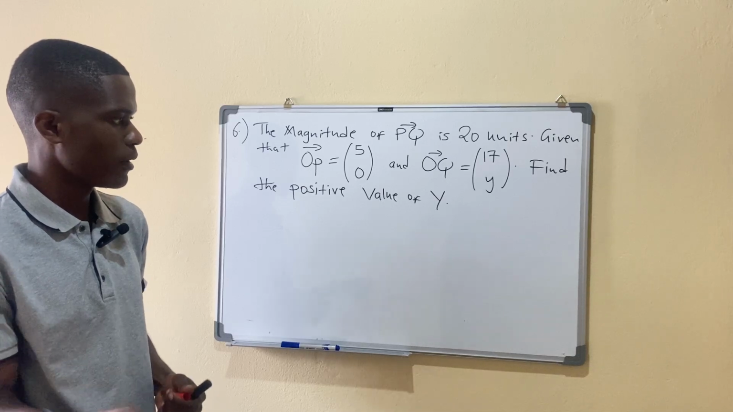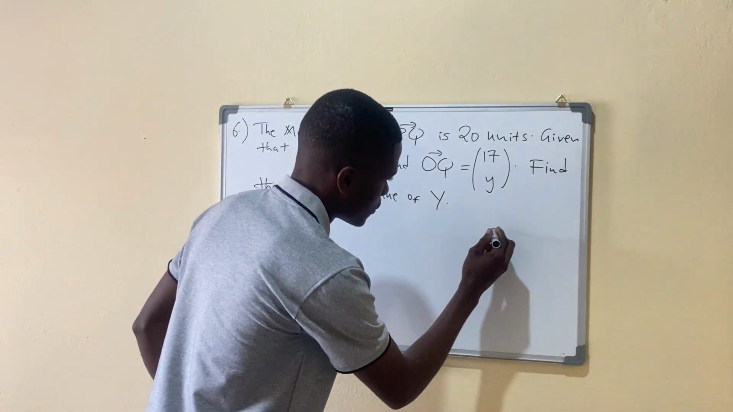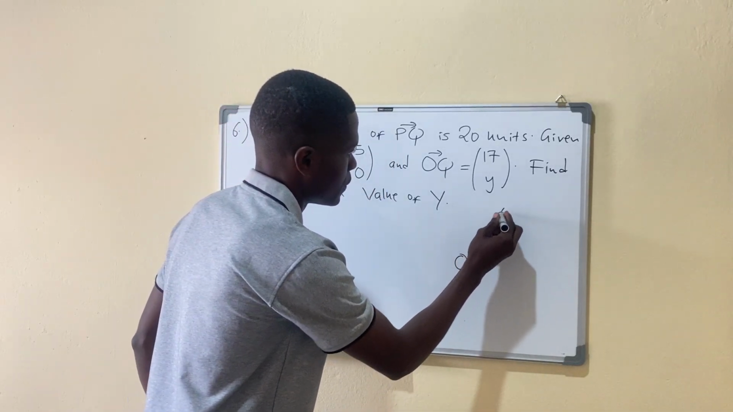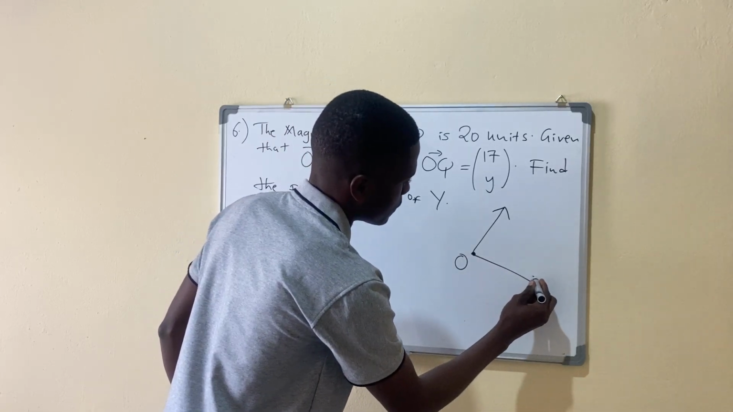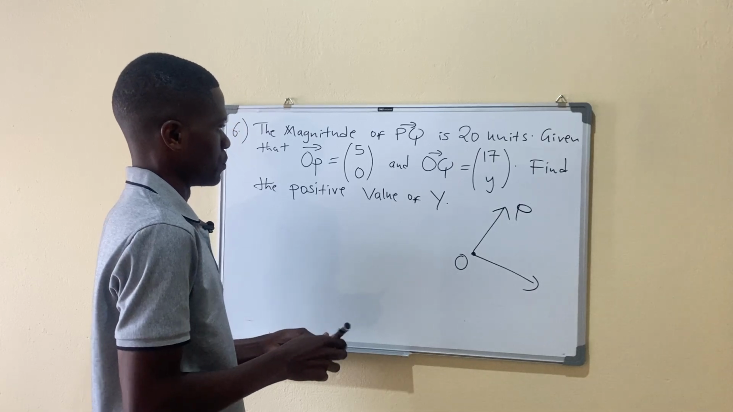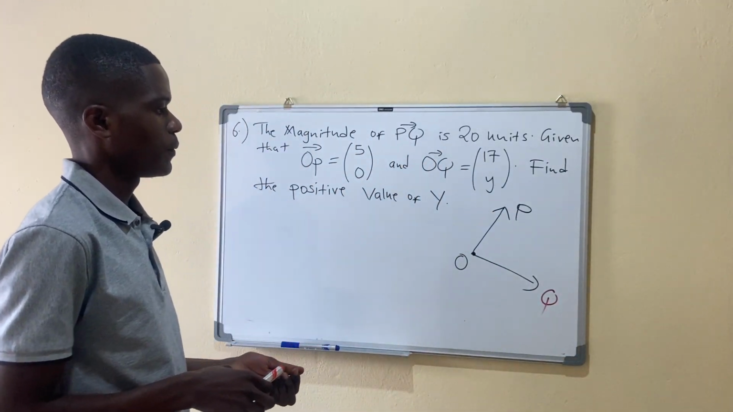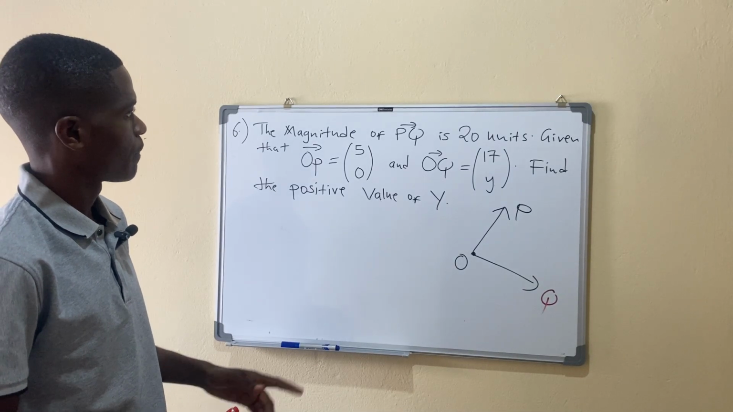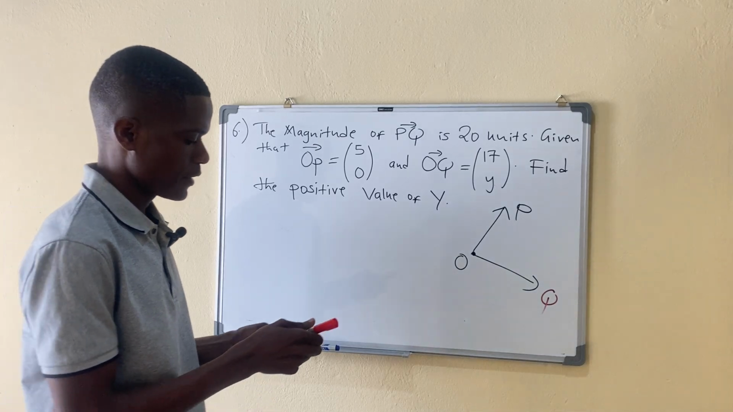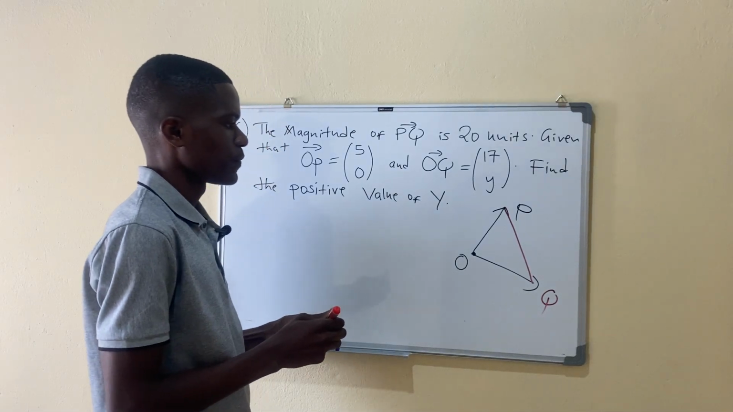Okay, so now I'm going to draw a diagram that will help us answer this question. Let's have our origin there, we'll call it O. Then one point will be P, and the other point will be Q. We have been told the magnitude of PQ is 20 units, implying that the movement from P to Q is 20 units.